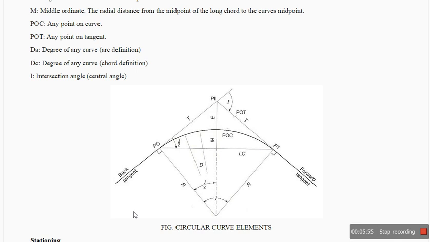This is the back tangent, and this is the forward tangent because we are moving in this direction, right? And because this radius is constant, from here to here is radius, from here to here is radius, from here to here is radius. And this from PC to PT is called a long chord.